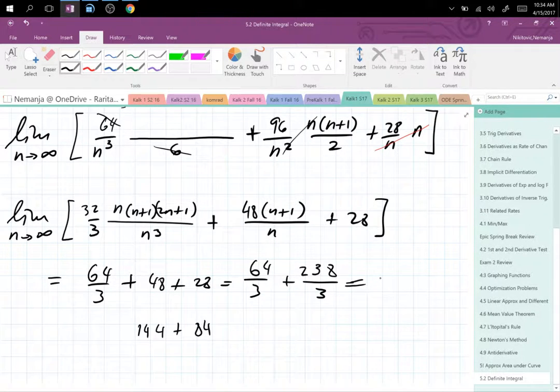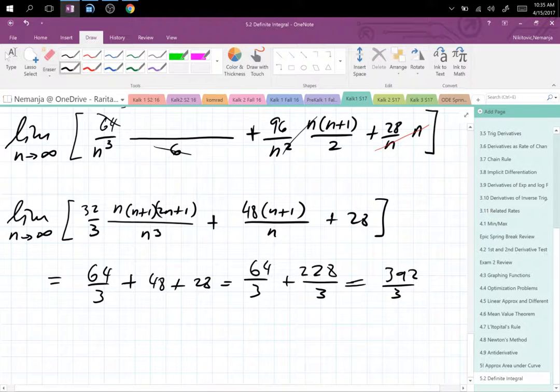And I got a different number. But no, this is more. It's 292. This is 302. So there's something to fix still. 48 plus 28 times 3. What is it? 48 plus 28 times 3 is 228. Oh, 228. Yeah. Plus 64 is 292. So 292. Yeah. 292.